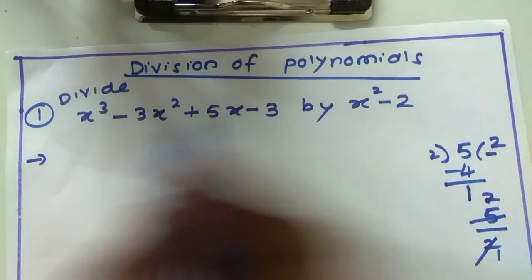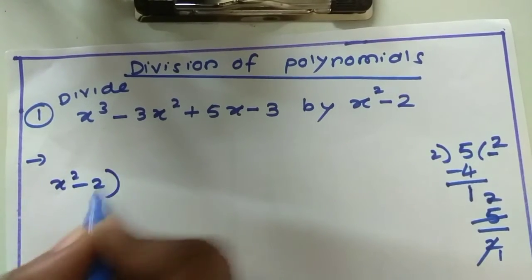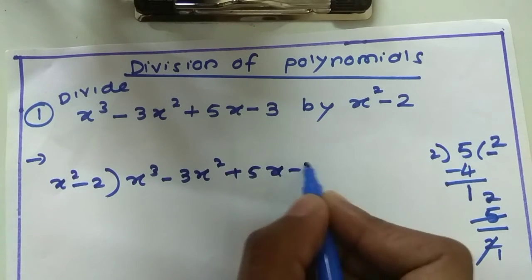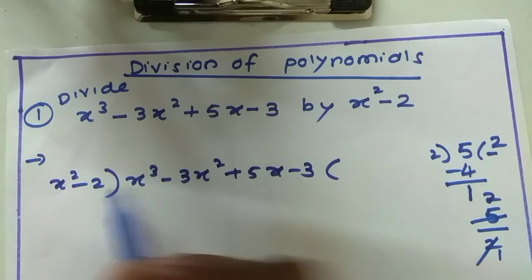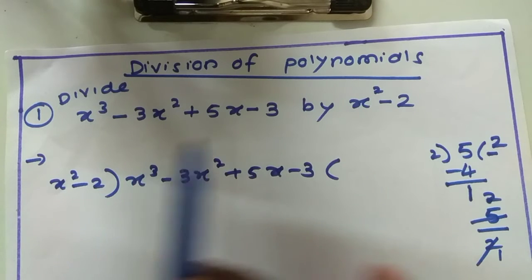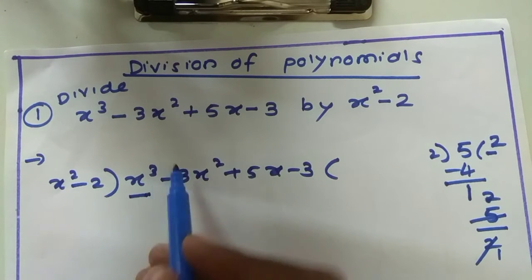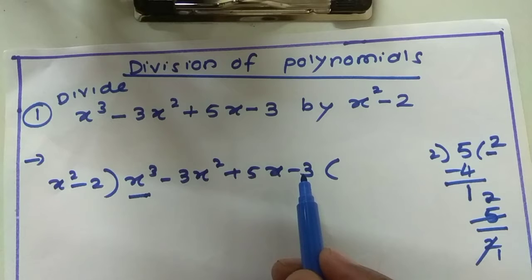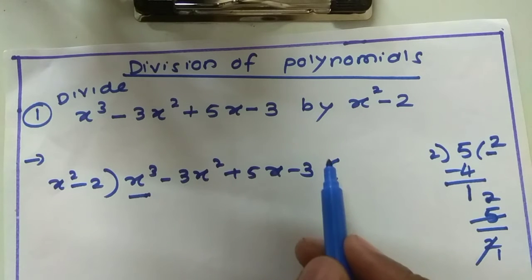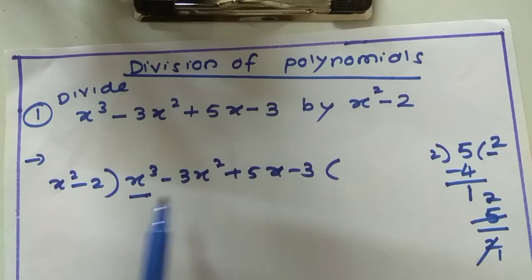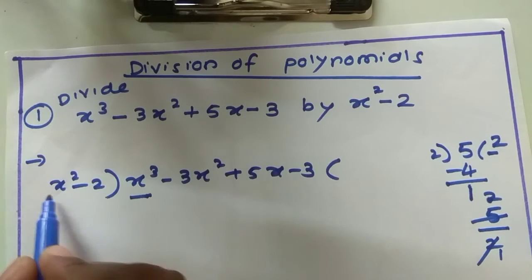Now let us take this as the divisor, x square minus 2, and the dividend x cube minus 3x square plus 5x minus 3. You can write the quotient here or here. Here we have x square, and in division of polynomials we have to try to eliminate the term with the highest power. So x cube is the term with the highest power. Here the power is 3, 2, 1, and here x raised to 0, so power is 0. If it is not arranged, you have to arrange in descending order of their powers.